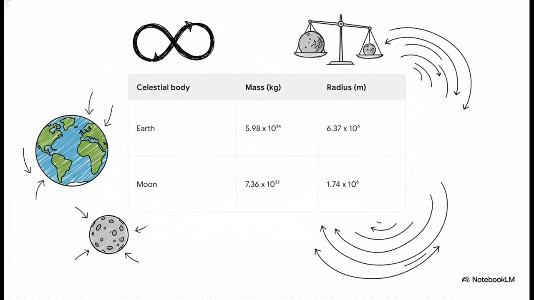Just look at the mass column. The moon's mass isn't just a little smaller, it's more than 80 times less than Earth's. That huge difference in mass is exactly why its gravitational pull feels so much gentler.